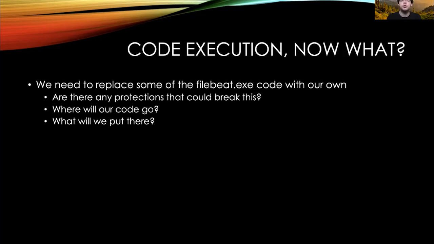So now that I have code execution, I needed to figure out what I was going to do to the actual filebeat code to transfer execution to myself. There were a few different questions that I knew I needed to solve. First, are there any protections that could break this? Things like DEP or ASLR, any control flow hardening, things that would eliminate my ability to simply inject malicious code into the process. Secondly, I needed to identify exactly where my code would go. Third, I needed to identify what I was going to put there.